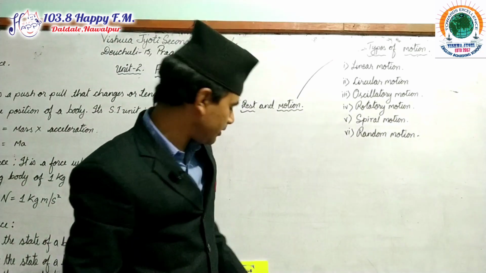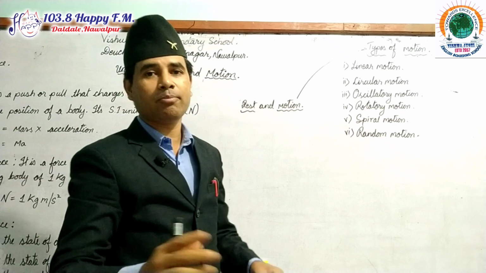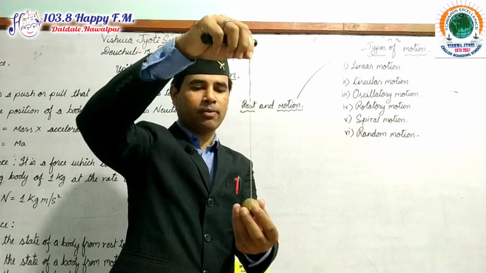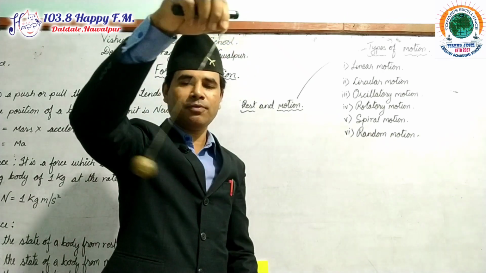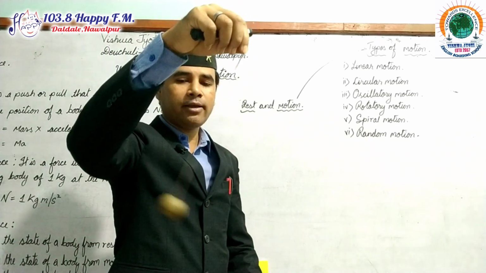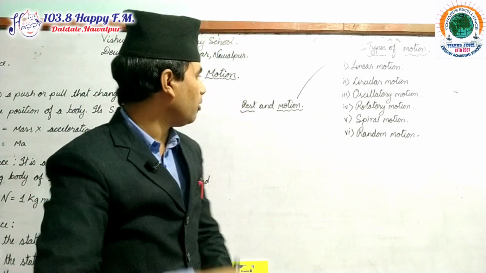Another very good example, my dear students, is the pendulum clock. I think you have seen a pendulum clock. They have a very big, long pendulum, and it moves to and fro. That is a very good example of oscillatory motion, which moves to and fro.